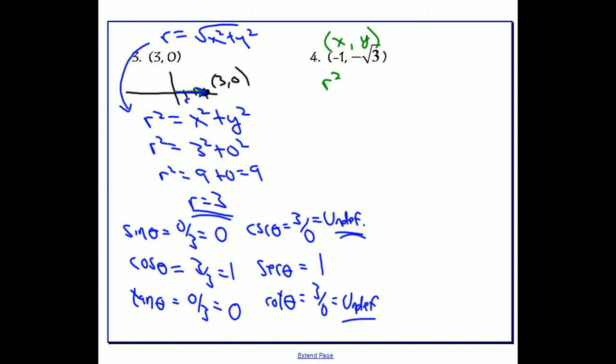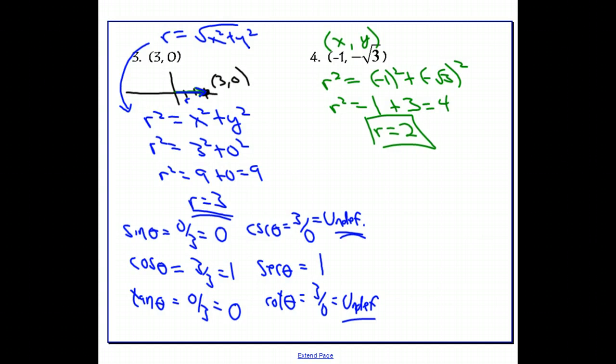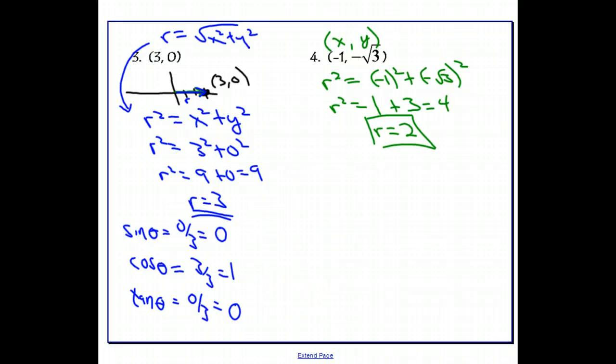Okay, what's r squared? It's x squared plus y squared. We know when you square a negative, it becomes positive. So we've got a 1. And a square root squared cancels out, gives me 3. 1 and 3 is 4. I take the square root, and I've got r equals 2. And luckily, you've got this as a recording, so I'm going to take this out of the picture. So we have a little room here, and let's get these.